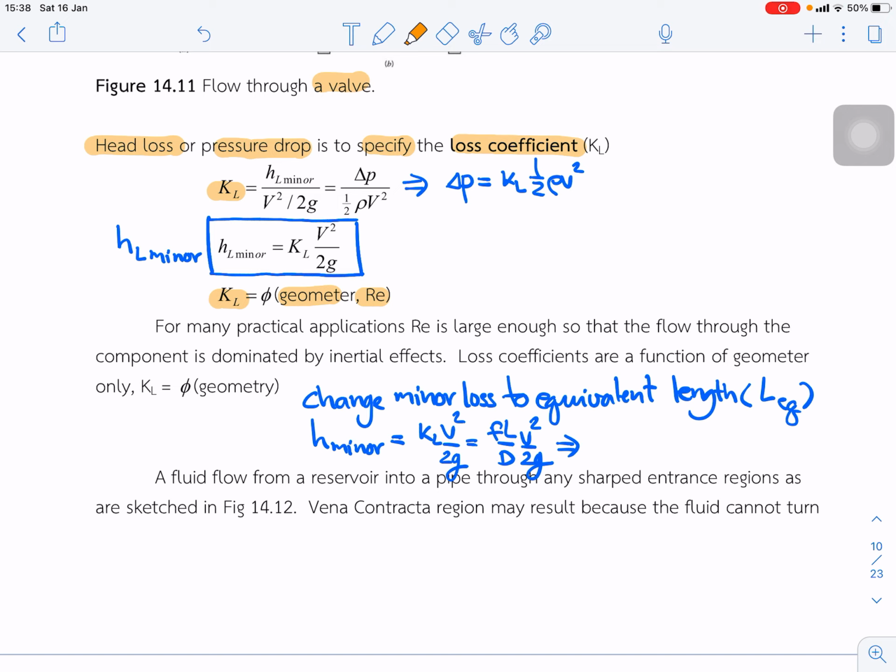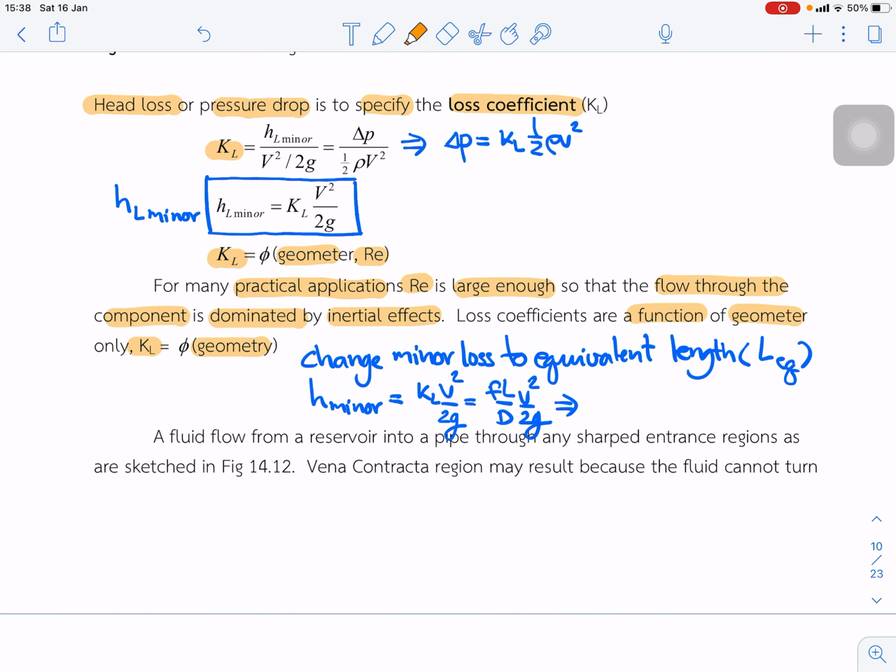meaning, for many practical applications the Reynolds number is large enough so that the flow through the component is dominated by the inertia effects. So the loss coefficient is a function of the geometry only. So KL is a function of the geometry only.